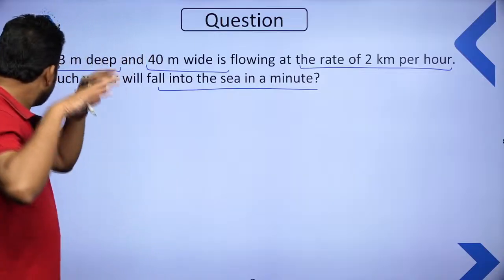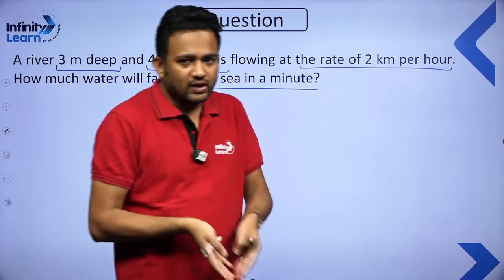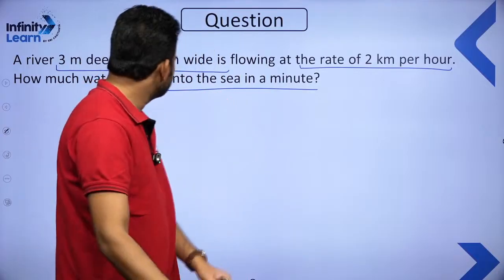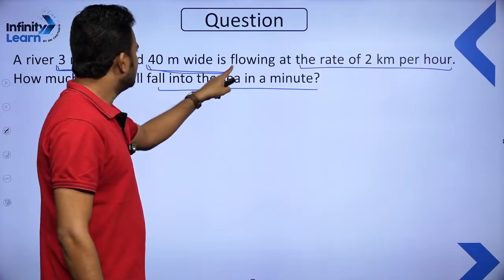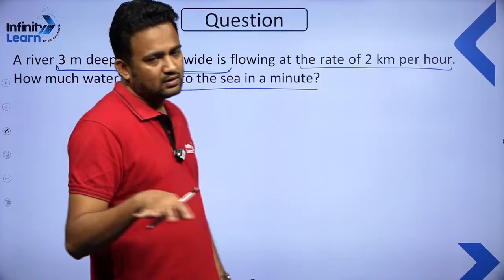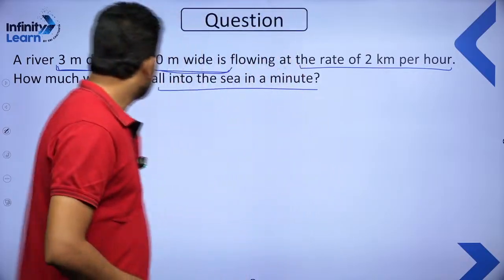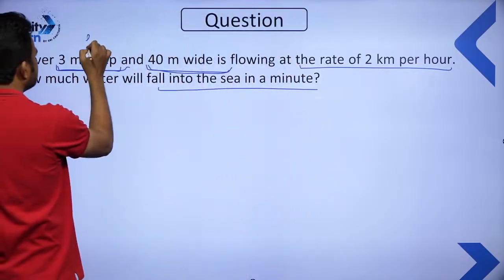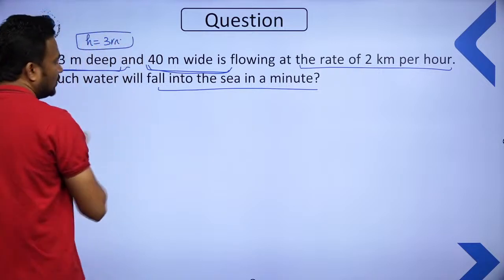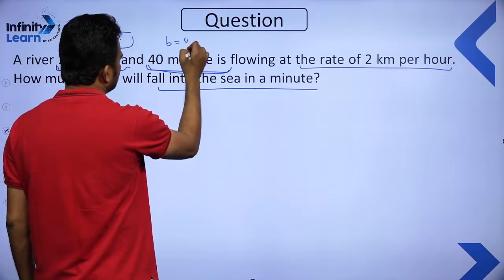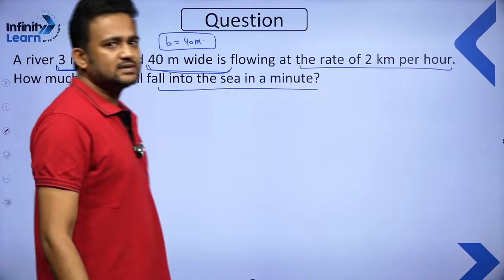So first of all, identify the shape from where the water is flowing. Since what is given is 3 meter deep, 40 meter wide, the shape will be LBH, which means it should be cuboidal. So this is 3 meter deep, meaning H is 3 meter, and wide means B is 40 meter. What is the problem? One thing is missing, that is length.